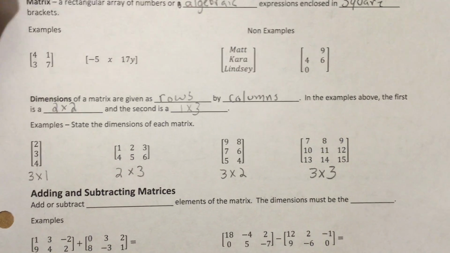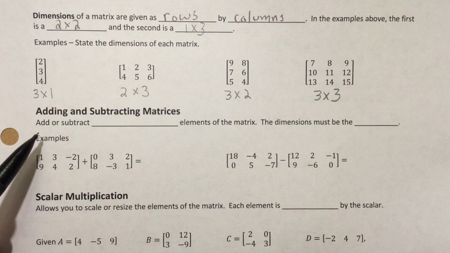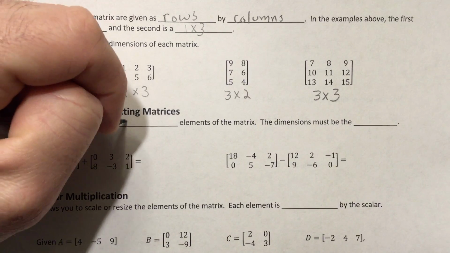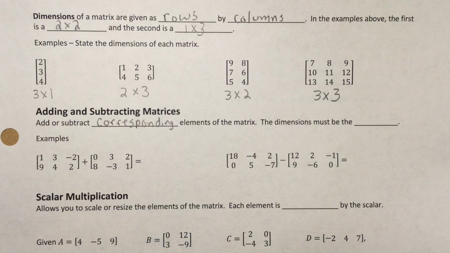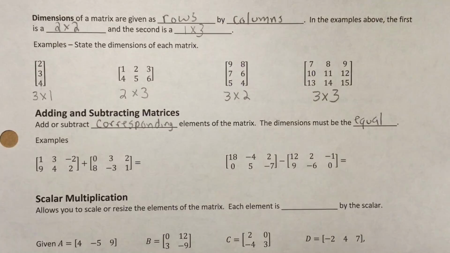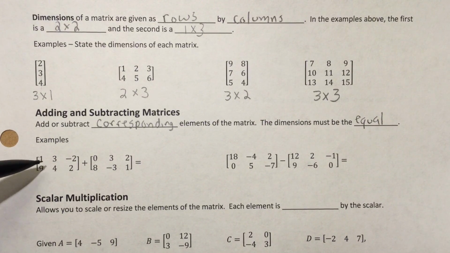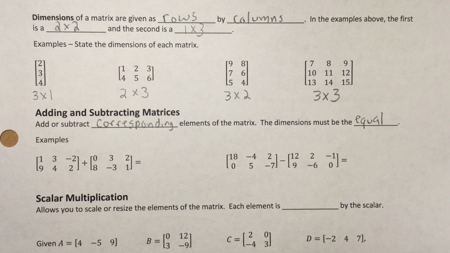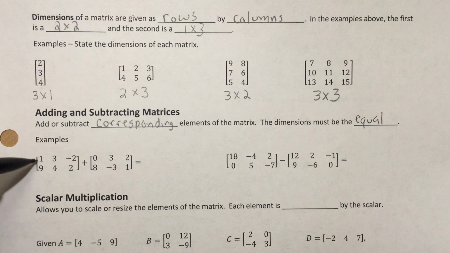All right, we can also do operations with matrices. So the first thing we're going to look at is adding and subtracting matrices. The way you add or subtract matrices is you add or subtract corresponding elements of the matrix. And in order to do matrix addition or subtraction, the dimensions must be equal. So if we look at our first example, we can add these two matrices together because they're both 2 by 3 matrices.